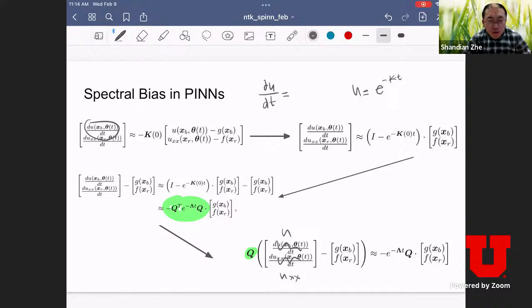what is Q? Q is the eigenvectors. Q is eigenvectors. I assume this is kind of an eigen decomposition over the matrix exponential, right? Because matrix exponential is different from, I mean, ordinary exponential. It's not an element-wise exponential. So Q is eigenvectors of K_0.